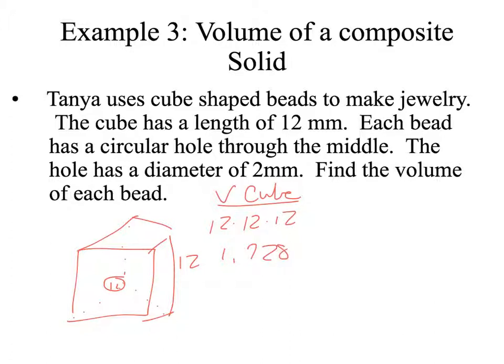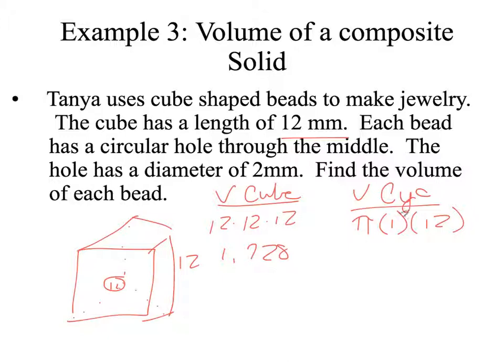1,728. We're going to find the volume of the cylinder. It gives us a diameter of 2, so we're going to be using our radius of 1. And our height is going to be the same height as the bead, so our height's going to be 12. So then we're looking at pi times 1 times 12.